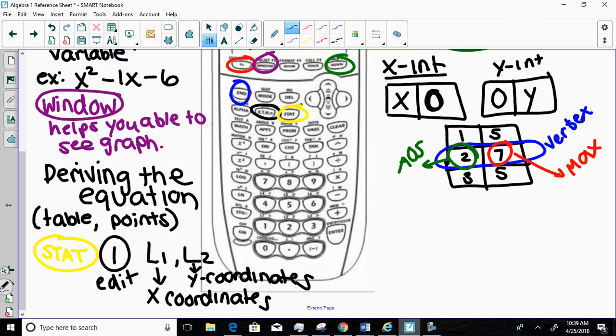So in L1, you're putting your X coordinates. It's the same thing Ariel did in the video. She put in L1 all her X coordinates from her table, and then in L2 she put her Y coordinates.